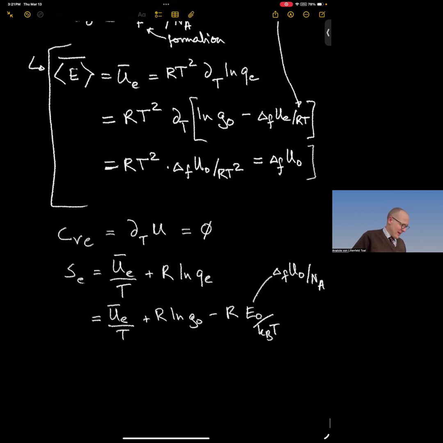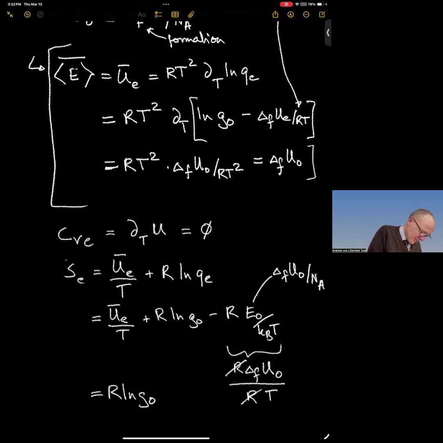So if you insert that, you find that this whole thing is R Δ_f U0 divided by R T. These two R's cancel. The Δ_f U0 is the U_E. So you're only left with the middle term. The entropy is the ideal gas constant times the logarithm of the degeneracy of your ground state. And this is, of course, the molar entropy. Right?